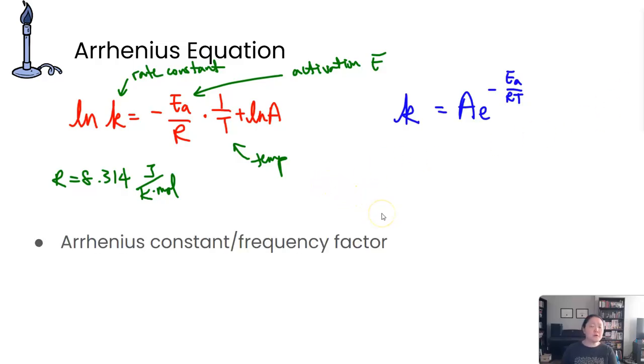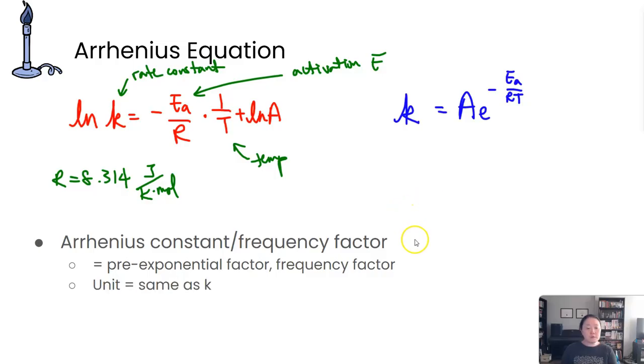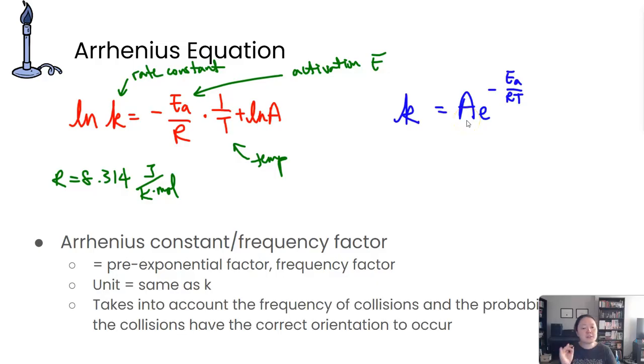So just in case you've forgotten, here is what all of those other bits are, and now let's talk about A. A is referred to as an Arrhenius constant, or in some cases it can also be called the frequency factor, or the pre-exponential factor. The unit for the Arrhenius constant is going to be whatever the unit for k is. And of course, since the unit of k depends on the reaction and the rate law itself, it's always going to be different. Now the whole point of A is to take into account the frequency of collisions and the probability that the collisions have the correct orientation to occur.